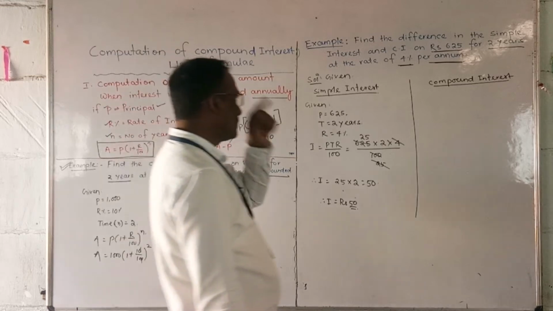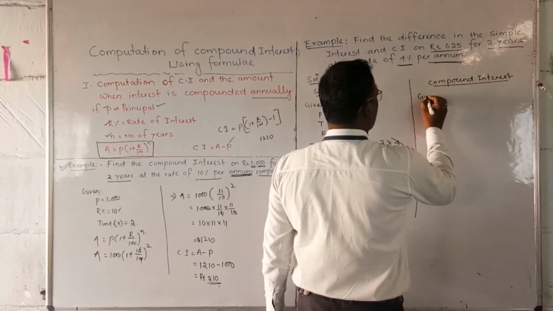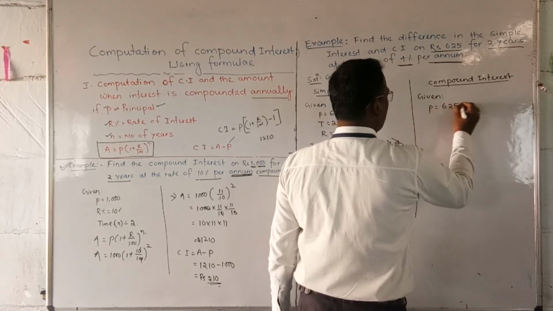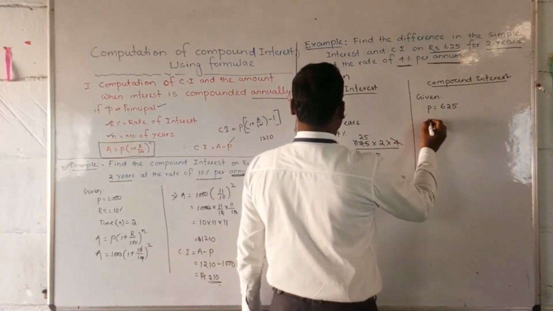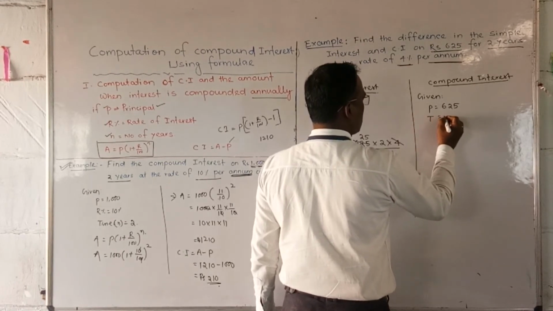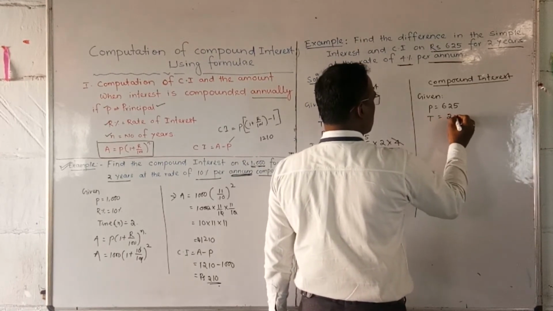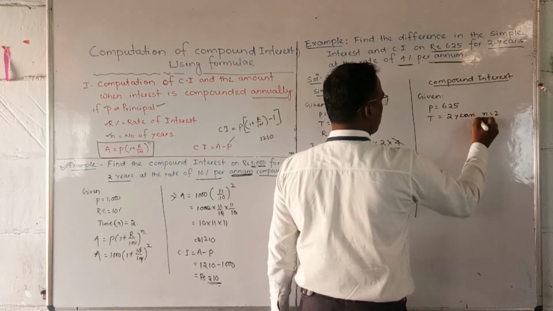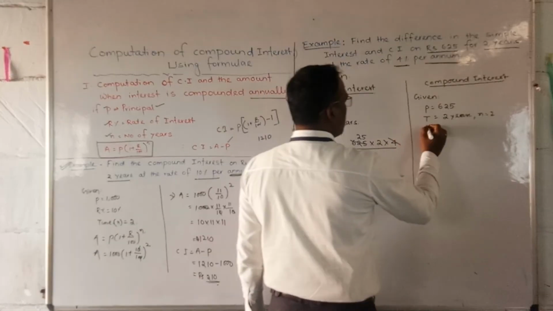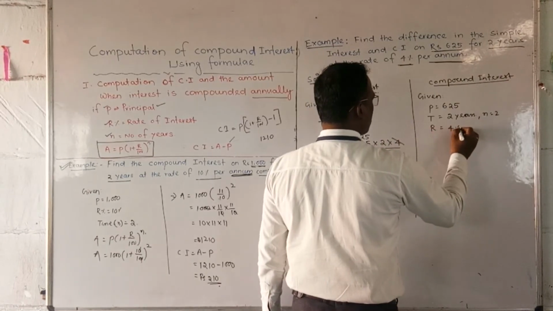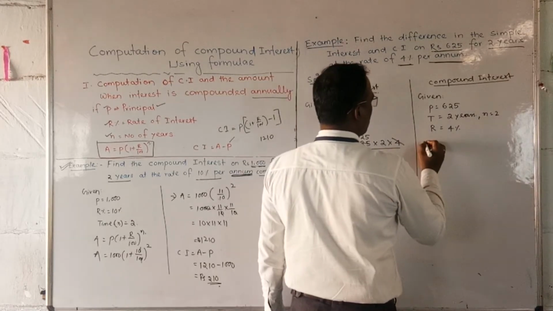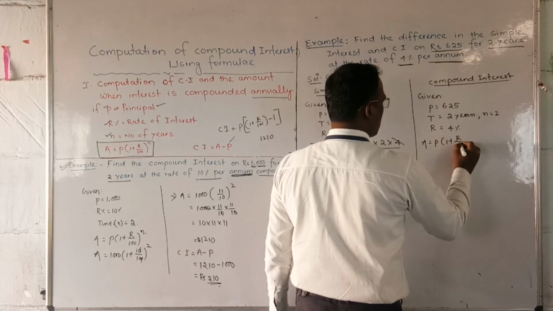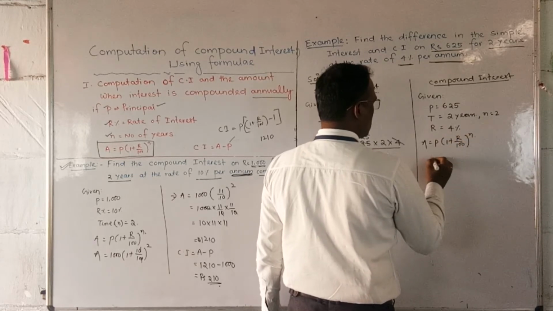Okay, same here we can write given: principal, how much? 625 rupees. And time is equal to how much? 2 years, that is n is equal to 2. Rate of interest is equal to 4%. So now we can write amount is equal to the formula, what is that? P into 1 plus r by 100 whole power n.